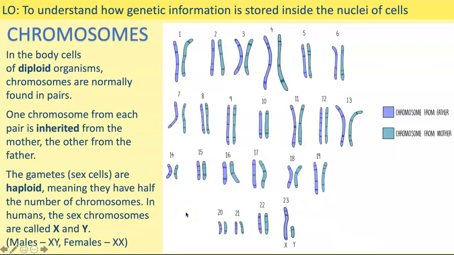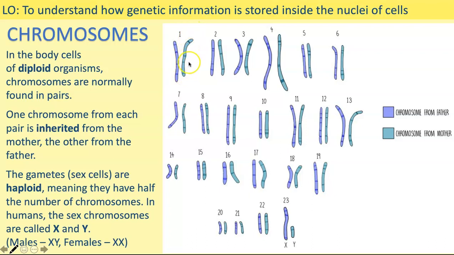In the body cells of diploid organisms, chromosomes are usually found in pairs. So we are an example of a diploid organism, and it means you have chromosomes in pairs. One chromosome from each pair is inherited from the mother and the other from the father. So that's illustrated here by this key. So each pair, we've got one chromosome from the father here, this purple one, and then the blue one is inherited from the mother.